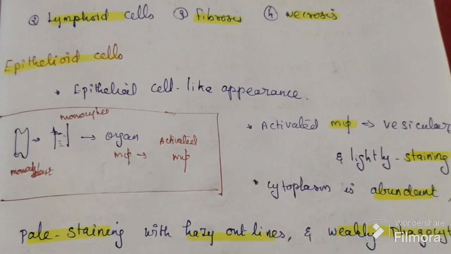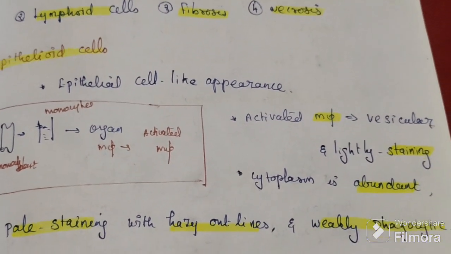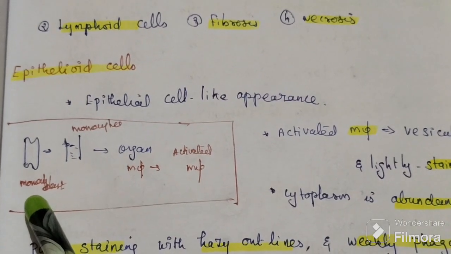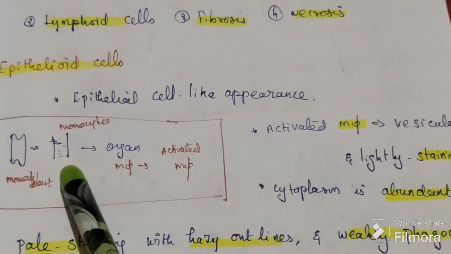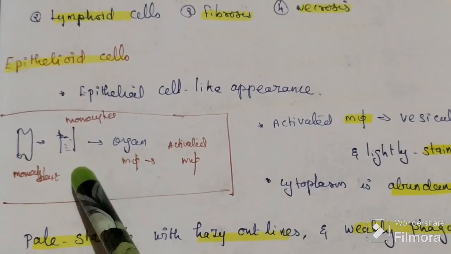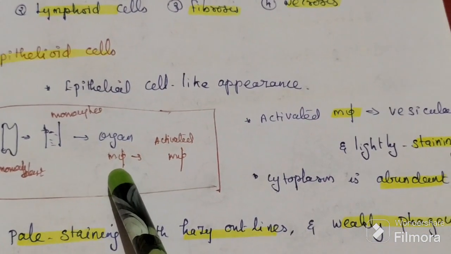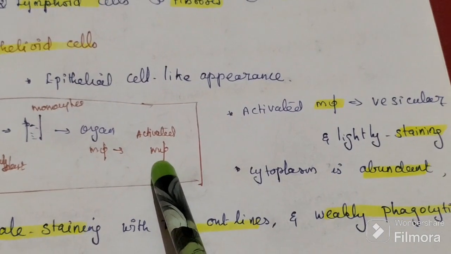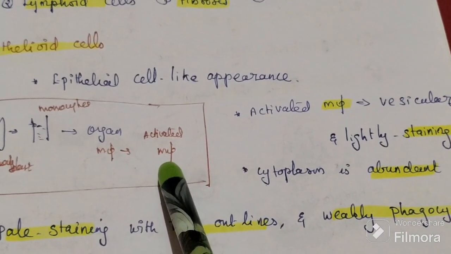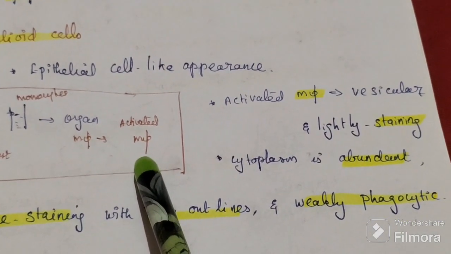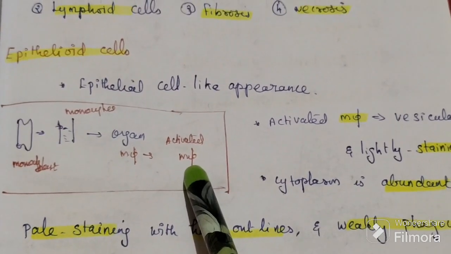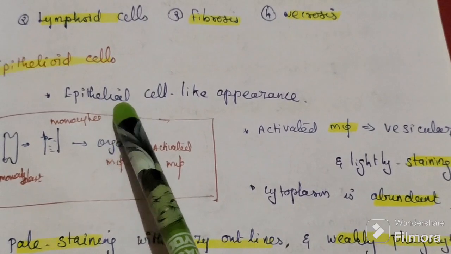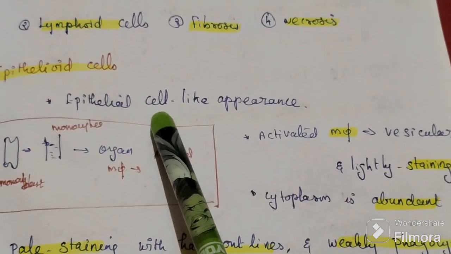So epithelioid cells: what are the things? In the bone marrow, the cell has the name monoblast. In the blood vessels, it has the name monocyte. In a particular organ, it has the name macrophage. After that macrophage, when the chemicals are secreted and it is activated, the name is activated macrophage. That activated macrophage is called an epithelioid cell. So epithelioid cells are these cells.